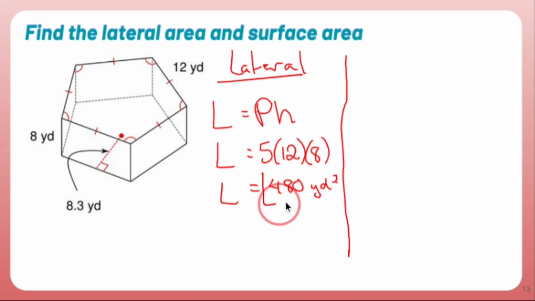squared. And again, this makes sense because if I were just to take one of these rectangles, I would get 12, because it's 12 yards long, times 8. I would get, what's 12 times 8? 96, and multiply that by 5. The numbers seem to work out just fine.